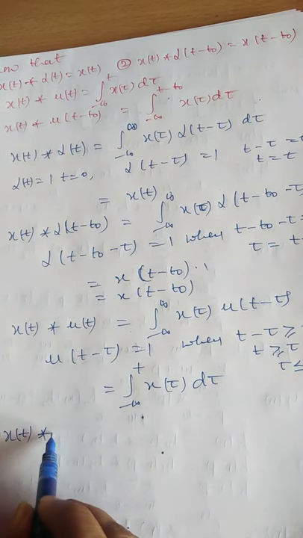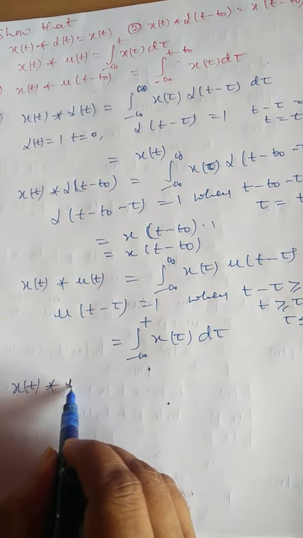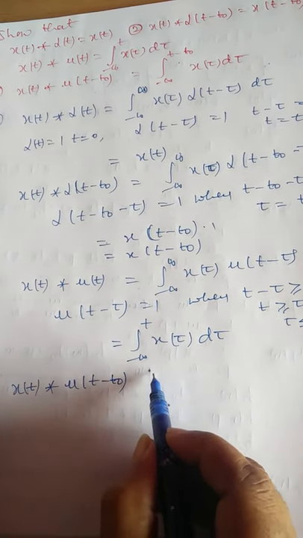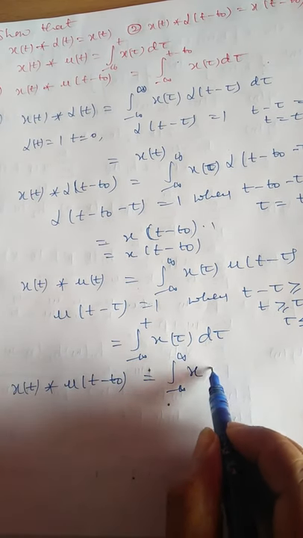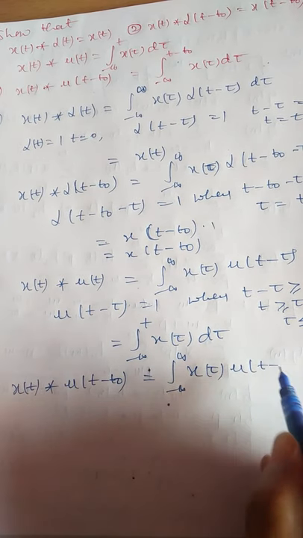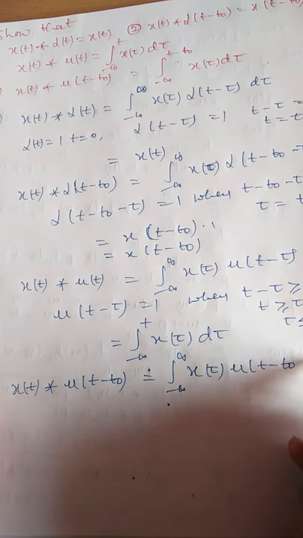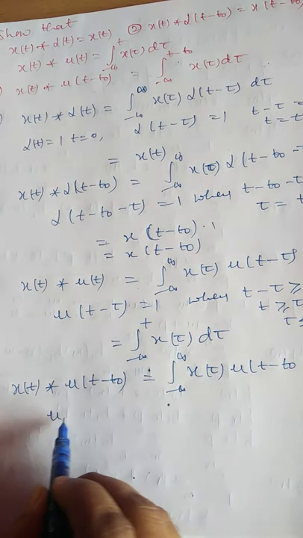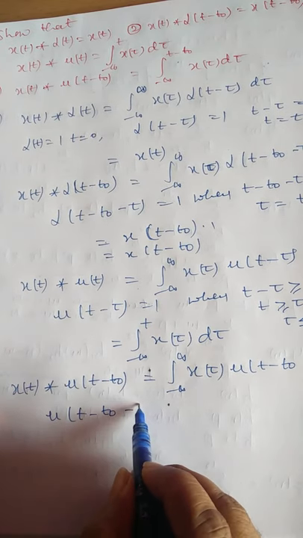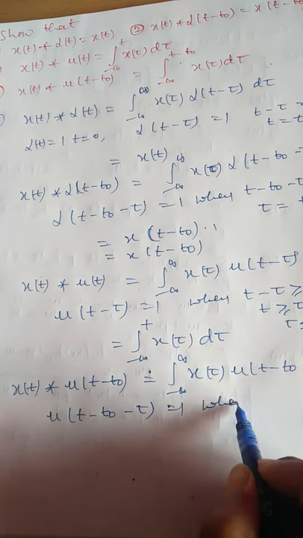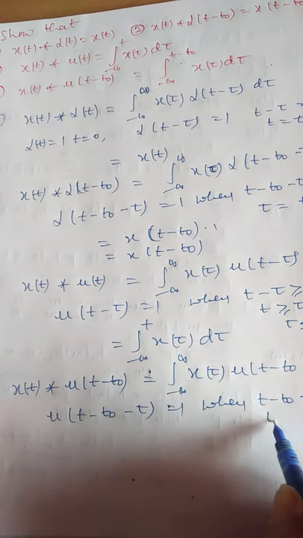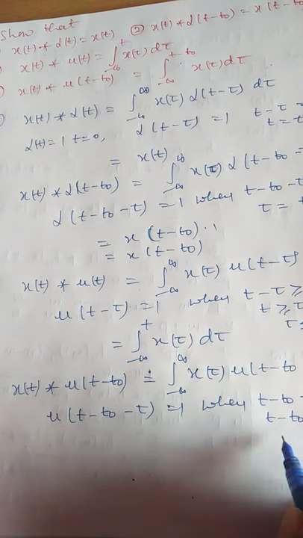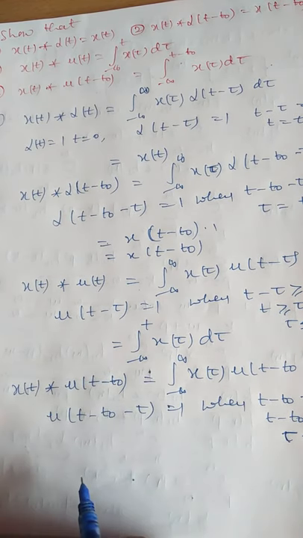And the fourth one, that is x of t linearly convolved with u of t minus t naught, is equal to the integral from minus infinity to plus infinity of x of tau u of t minus t naught minus tau d tau. That is, u of t minus t naught minus tau is equal to 1 when t minus t naught minus tau is greater than or equal to 0. That is t minus t naught is greater than or equal to tau, where tau is less than or equal to t minus t naught. Tau should not be greater than t minus t naught.